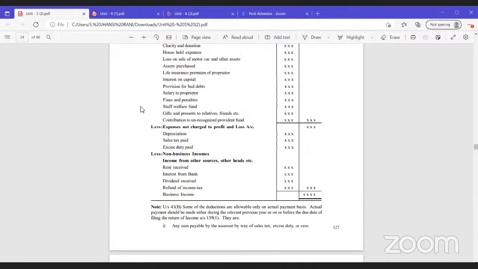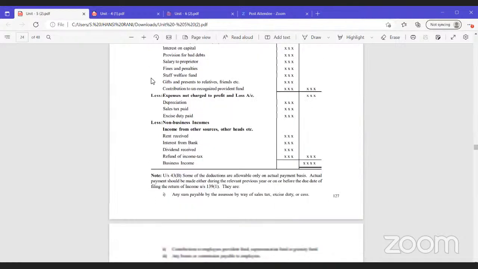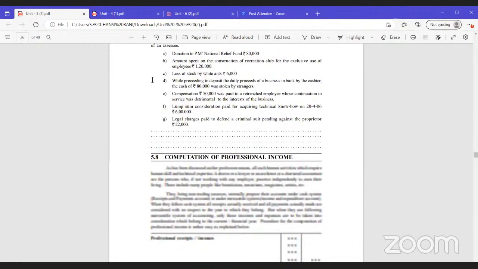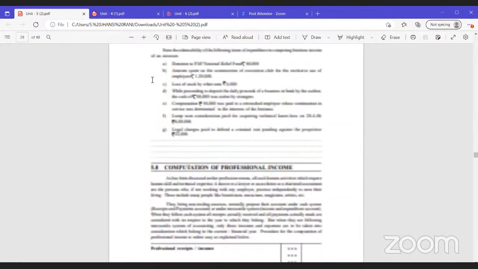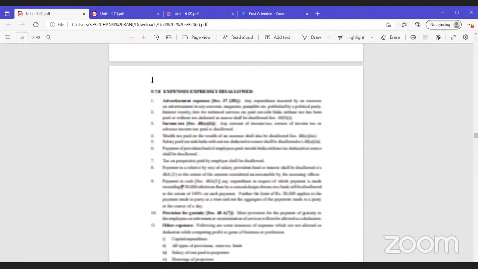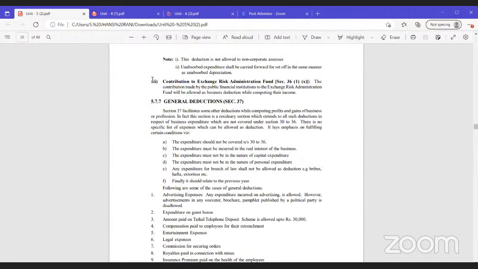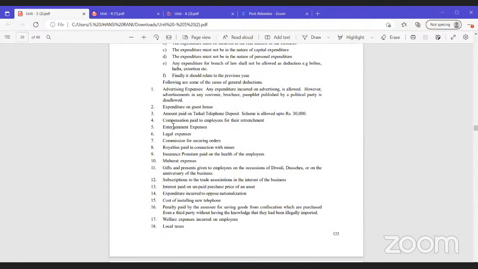Is it clear? But you have to memorize this format. If you look here, we have a different number of points that you have to remember. I'll just show it. Maybe above it is given. Yeah. See, these all you have to memorize. General deductions. So these all are given as deductions.